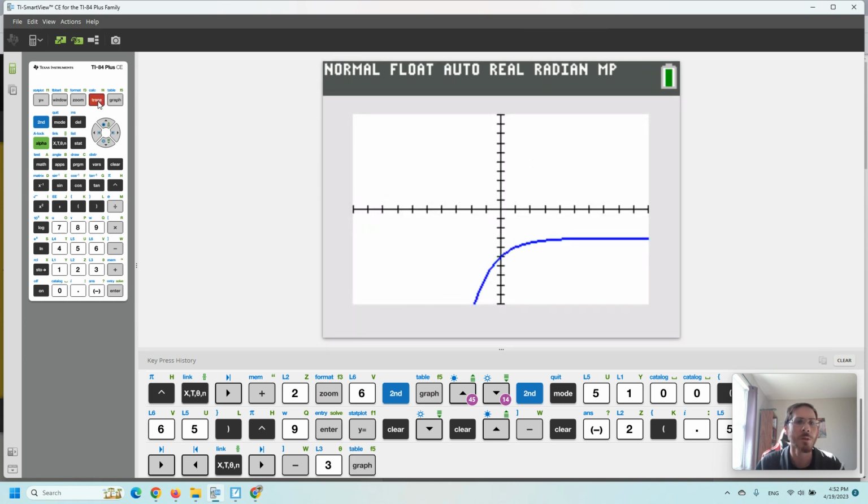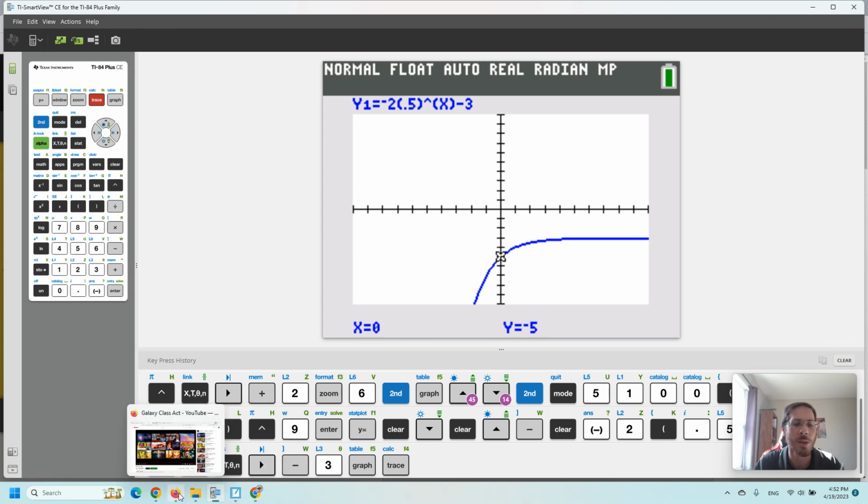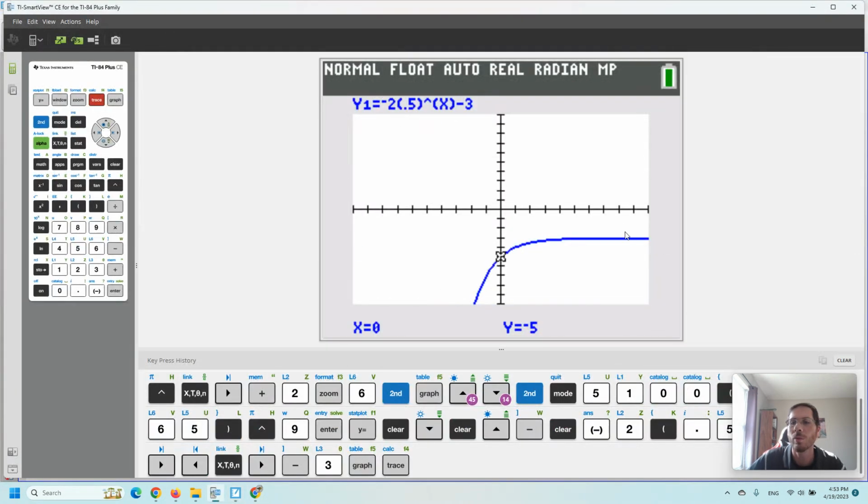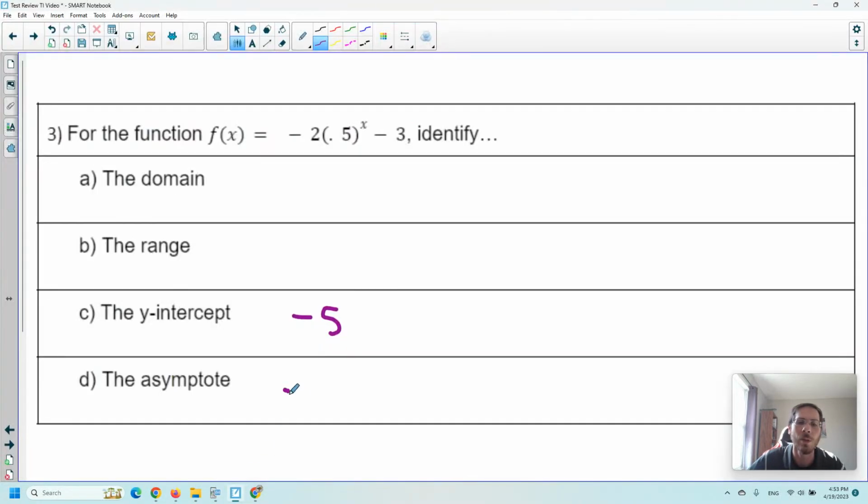If we hit the trace button right there, we have x equals 0, y equals. So that's going to tell us right away what our y-intercept is going to be. Now, note this is a little bit different than the quiz, and the reason is because we have this -3. So normally we would say the answer is -2, but we have to do -2 minus 3. For our asymptote, we can see the asymptote down here is headed towards -3. So y equals -3 is the answer because the asymptote must be an equation. So we do need that to be a y equals.